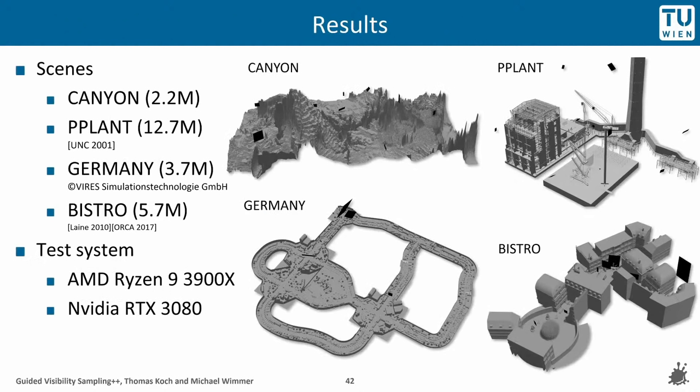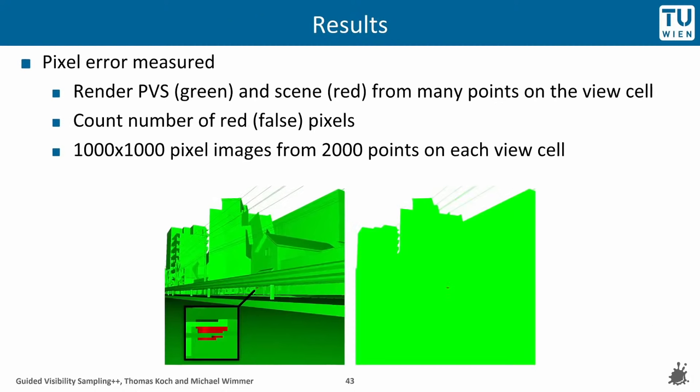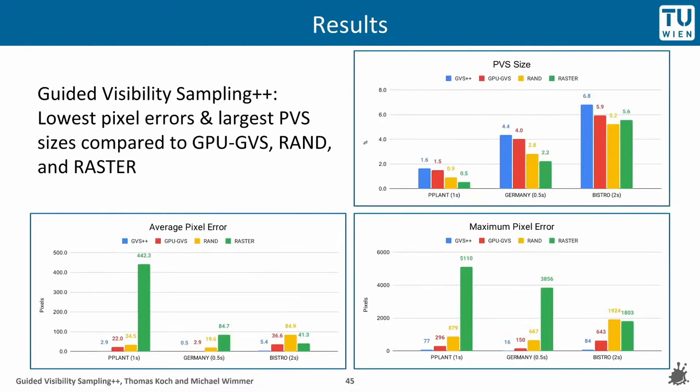Now some results. We've used different test scenes, Canon Power Plant Germany and Bistro, and those black rectangles are the fuse cells. And the test system contains an RTX 3080. We've measured the pixel error by rendering the whole scene in green and the PBS in red from 2000 points on each fuse cell. We then counted the number of red pixels, and those red pixels are the holes in the PBS. Here you can see the PBS size, the average pixel error, and the maximum pixel error for each scene. Each algorithm had the same time budget for each scene. Here you can see that GVS++ produces the largest PBS, the smallest average pixel error, and also the smallest maximum pixel error.